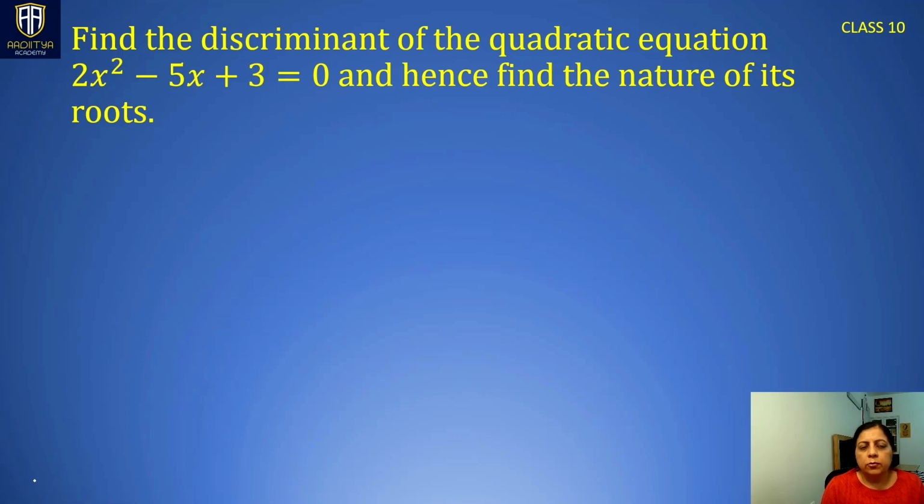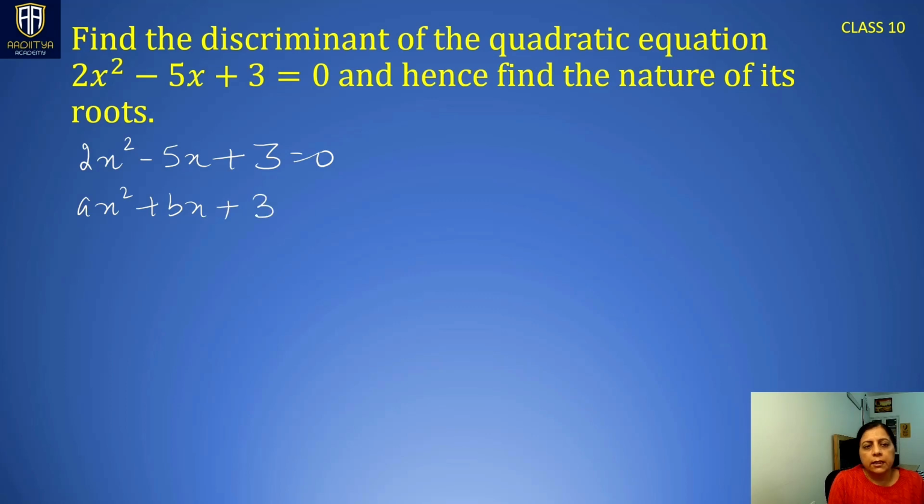So now we can practice a question. Find the discriminant of the quadratic equation 2x square minus 5x plus 3 is equal to 0. Comparing it with the basic equation ax square plus bx plus c is equal to 0, be careful about the signs of the numbers. We can say that the value of a here is 2. The value of b, see, here we have plus b and here we have negative 5, so b is equal to minus 5. And the value of c can be seen here as positive 3.